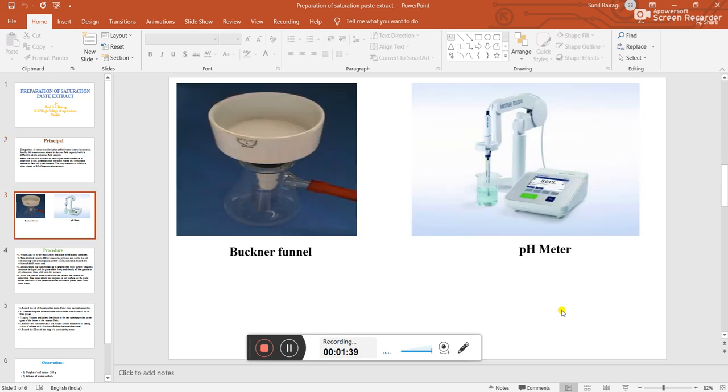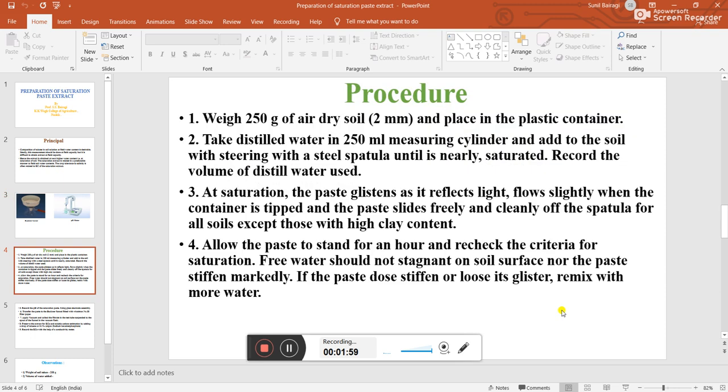Mainly the Buchner funnel and the pH meter are used in the preparation of saturation extract. The pH meter is used for the determination of pH of the saturation paste extract, and the Buchner funnel is used for the extraction purpose. Then the procedure: wet 250 gram of air dry soil and place it in a plastic container. Then take distilled water in a 250 ml measuring cylinder and add to the soil with stirring with a steel spatula until it is nearly saturated. Then record the volume of distilled water used.